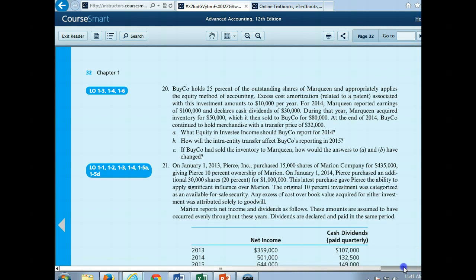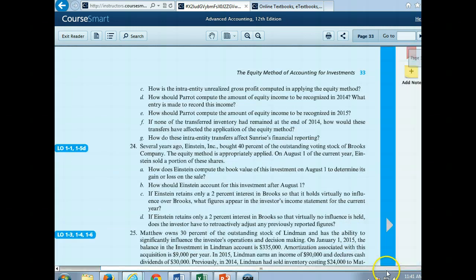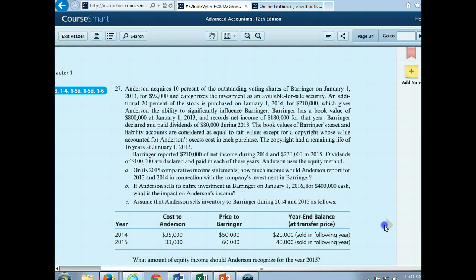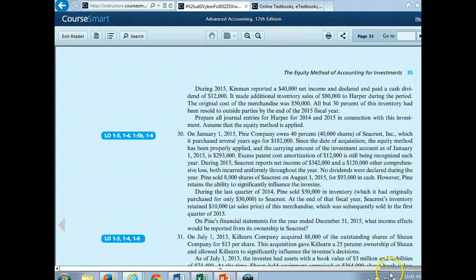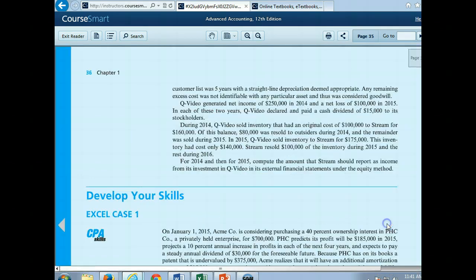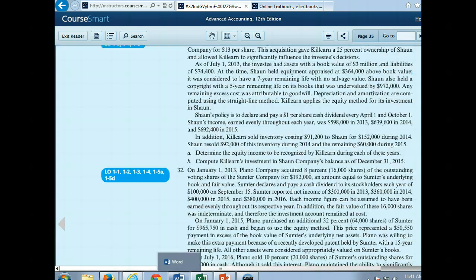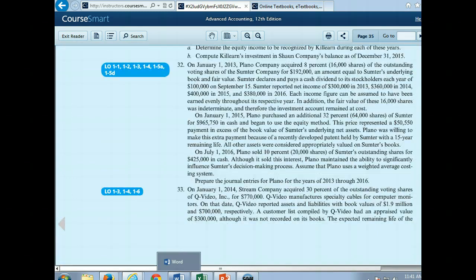Now, 32. So this number 32 will pretty much be detailed. Yes.